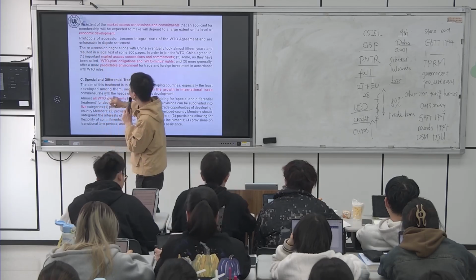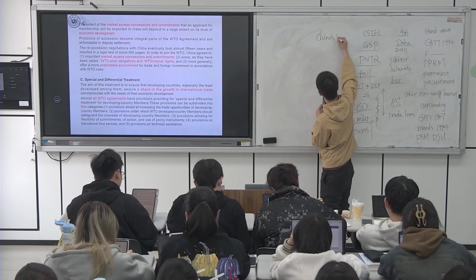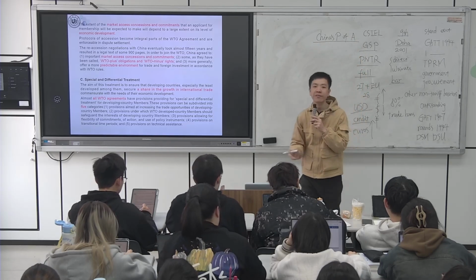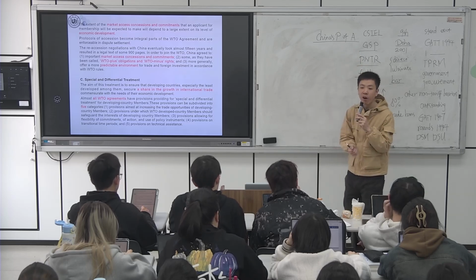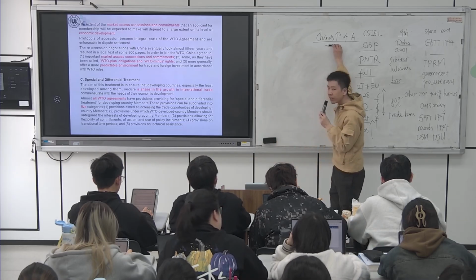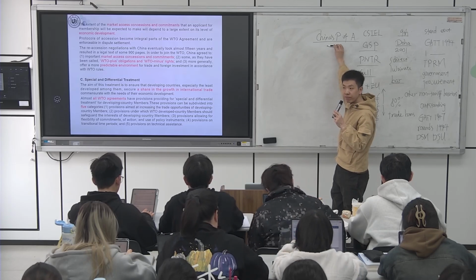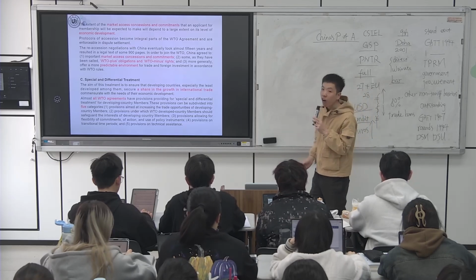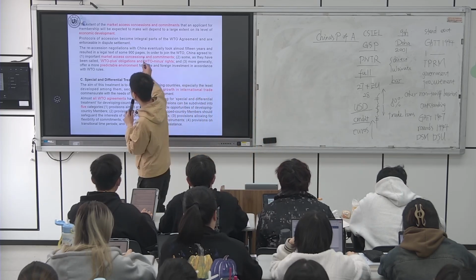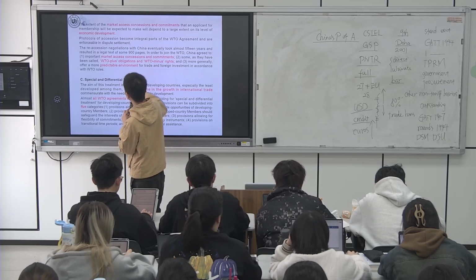Protocols of Accession. For China, it's called China's Protocol of Accession. This instrument is an integral part of the WTO agreement, and it can also generate specific rights and obligations for China. What is included in this China's Protocol of Accession? Here.